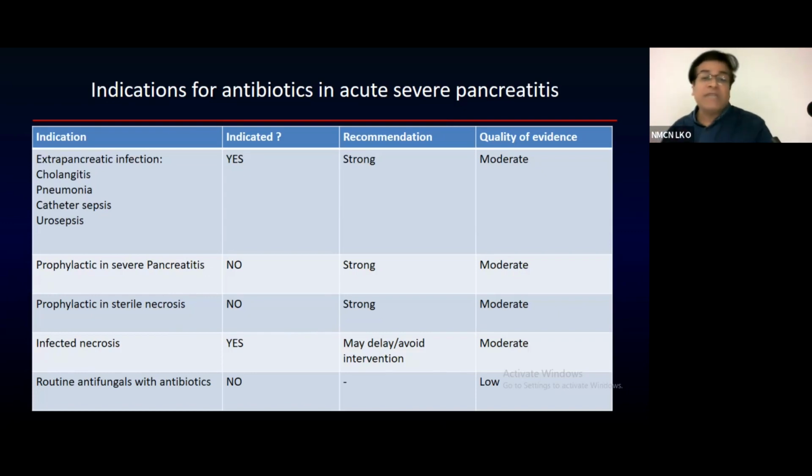So extra pancreatic infection, antibiotics are indicated. There is a strong recommendation and moderate quality of evidence. Prophylaxis in severe pancreatitis, not indicated. Again, strong recommendation, moderate evidence. Prophylaxis in sterile necrosis, again, not indicated. Strong recommendation, moderate evidence. Infected necrosis, recommendation is you give antibiotics, it delays or avoids intervention. Again, quality of evidence is moderate. Routine antifungals should not be given.